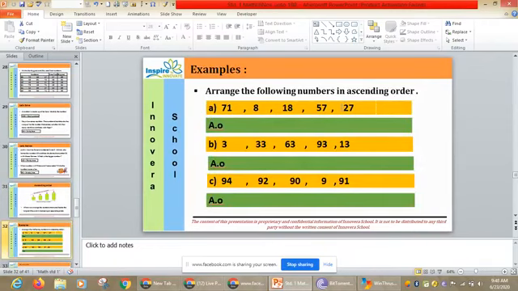Arrange the following numbers in ascending order. The numbers which are given to you are 71, 8, 18, 57 and 27. Now these numbers you are going to arrange in ascending order. First see, they are all 2 digits, सब नंबर में 2 digit हैं, सिर्फ 8 में एक ही digit है. So which will be the smaller number among these?